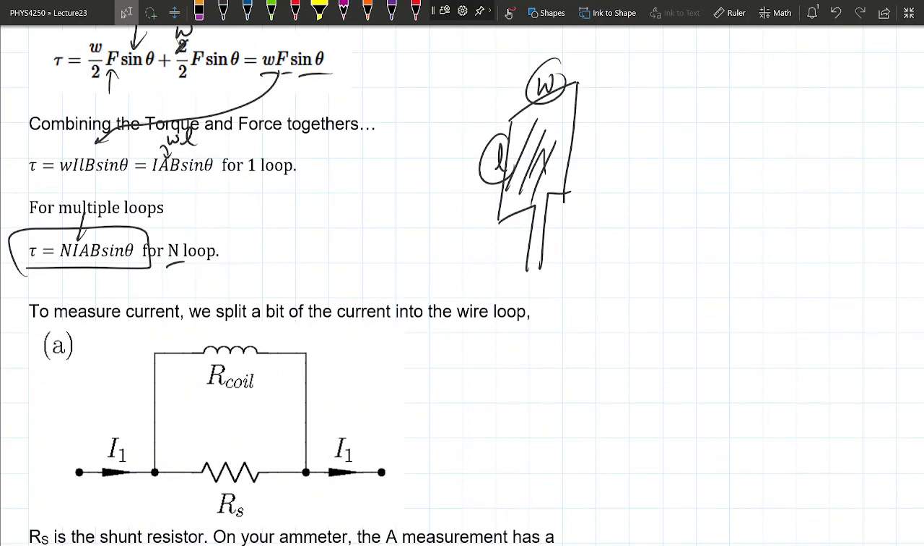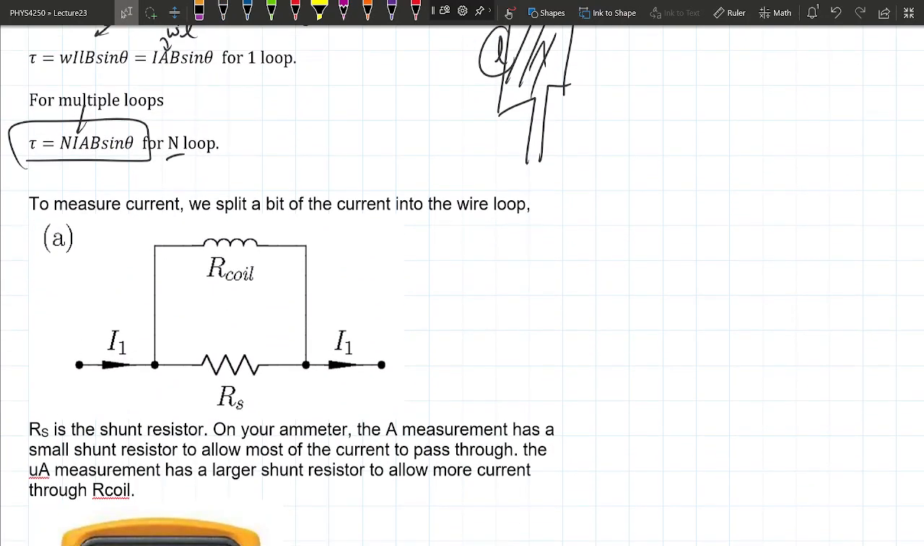In a real meter, what they do is they add this thing called a shunt resistor. This shunt resistor is a way to divert the current so not all of the current goes through your ammeter. It doesn't go through the coil, the little coil. Okay, so why do they do this?